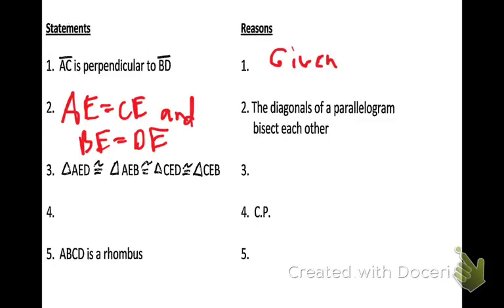How do I know that triangle AED is congruent to AEB, which is congruent to CED? How would I know that? Nope. Look at the picture up above. It's marked in the picture. That's not side-side-side, because we don't know BC and AD are congruent.